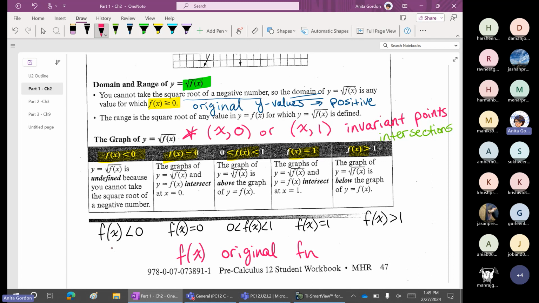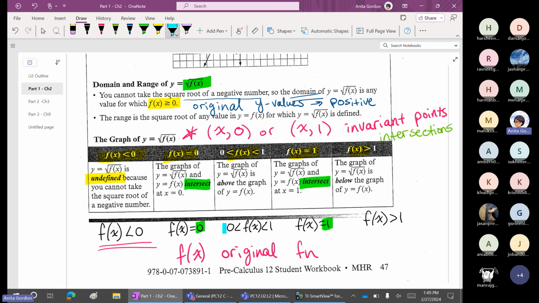So when the original function produces negative y values, our new function is undefined. When the original function is equal to 0, y value of 0, we have an intersection point. They're going to cross over because those points are invariant. Same with if we have a y value of 1, that's going to be our next intersection.